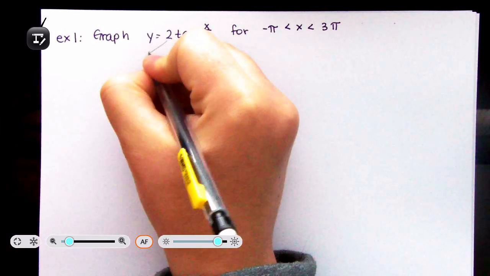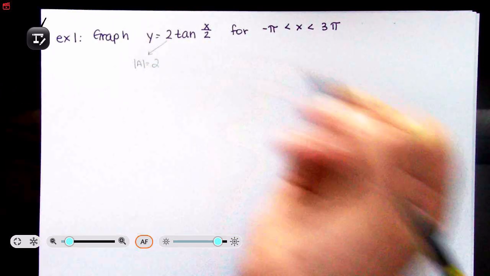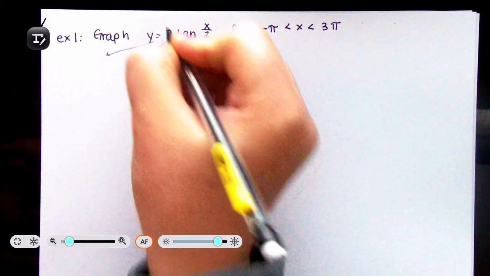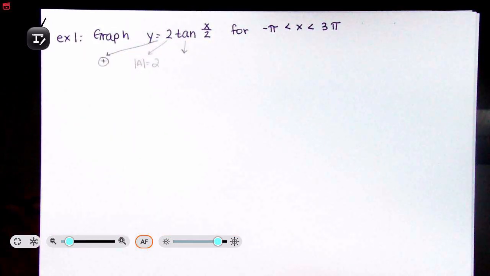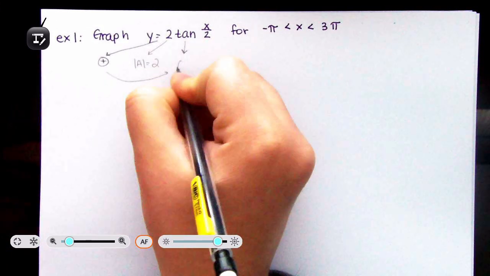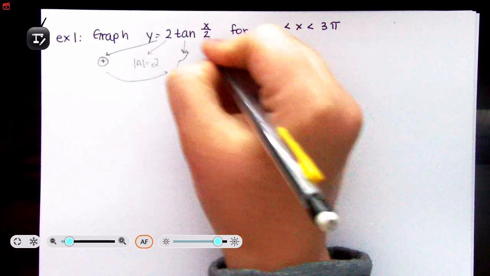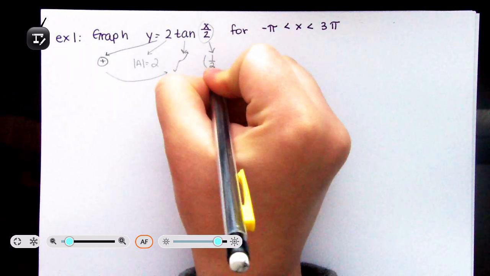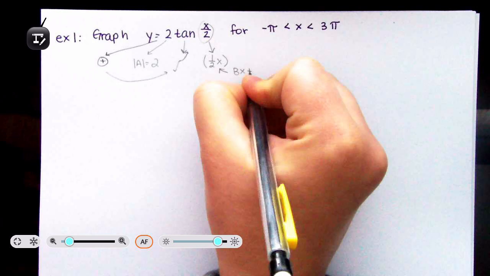So step number 1 is I'm going to set my amplitude. My amplitude is 2. Tangent. Let me actually do one more thing. I'm noticing that I don't have a minus, I have a positive function. That means that my tangent is going to go increasing from left to right. This section right here is the same thing as saying 1/2 times x. So this is my Bx plus c.